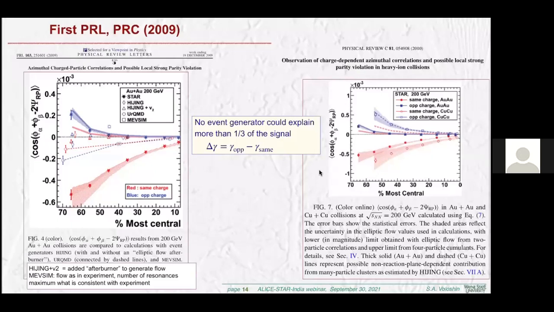And so what was done, we did observe that indeed same charged particles fly together. There is some separation, and what is shown here is the same charge result and the opposite charge result. There is a difference between them, which we could not explain by any model, although because we knew that the background should be there from the very beginning, we checked many things and found that all models predicted maximum about 1/3 of the signal. And that's how it was reported. It was not reported as a discovery, it was reported just that no event generator could explain it. And so we have to investigate it more.